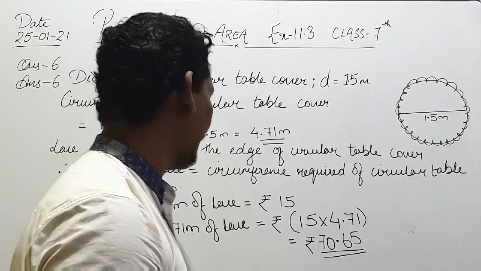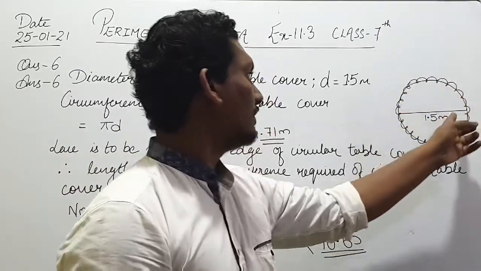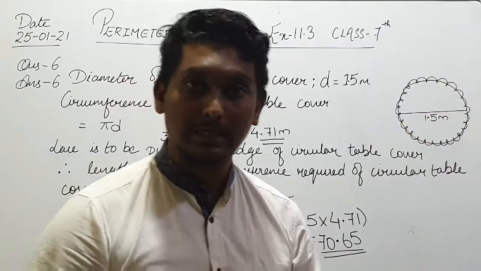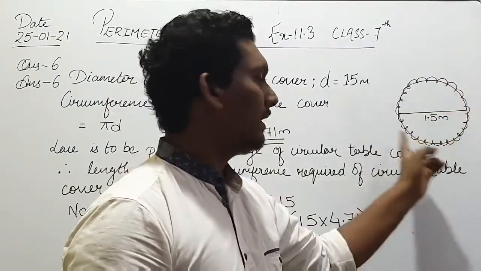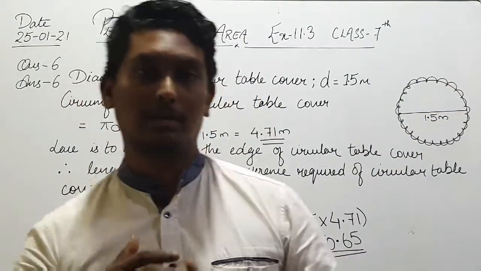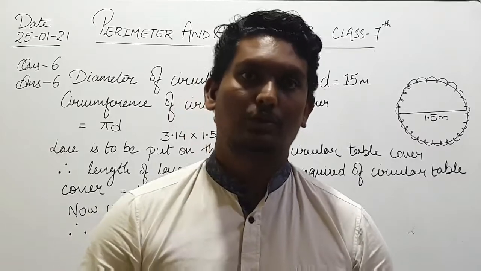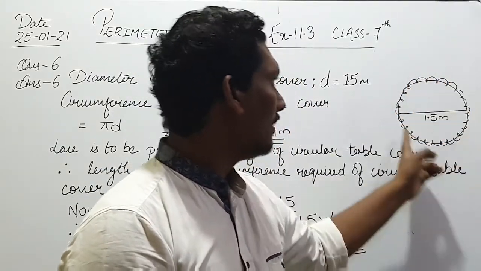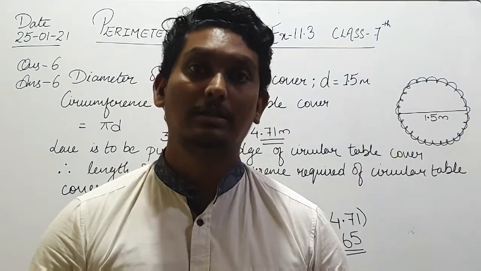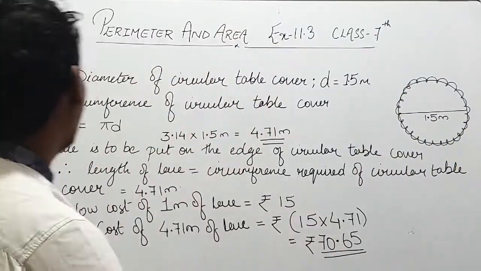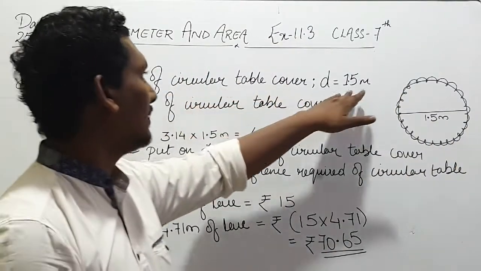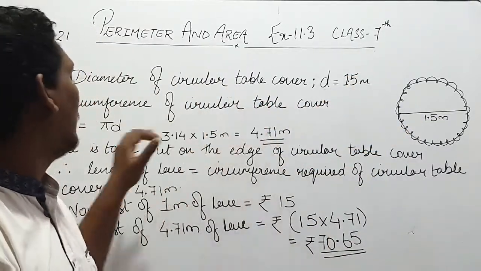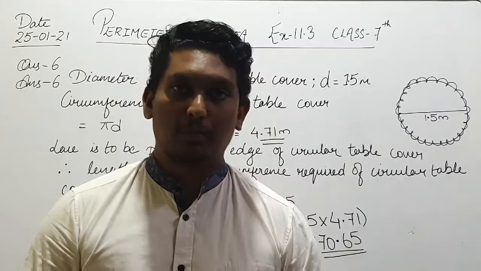Just look at the figure. It's a circular table and this is where she is going to put the lace. The diameter is given here. So the lace is covering the whole distance, and here we have to find the circumference. The diameter of the circular table is given as 1.5 meter.